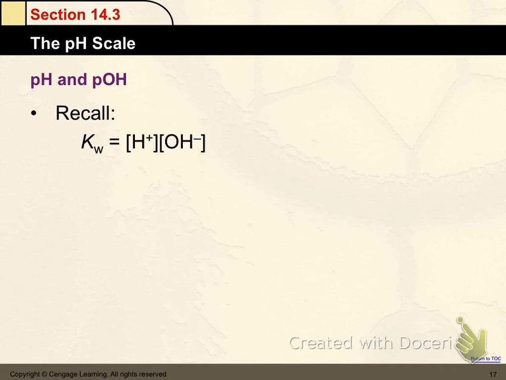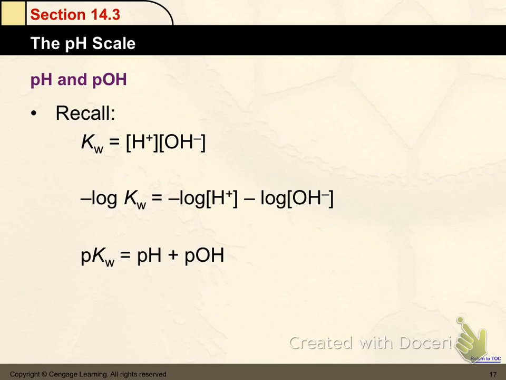All right. Now, pH isn't the only acidity scale that there is out there. We have another one too. It's called pOH. Just as pH stands for power of hydrogen, pOH stands for power of hydroxide. And when we're working with basic solutions, sometimes the power of hydroxide is more convenient to work with. So again, let's recall that Kw, the dissociation constant for water, equals H plus times OH minus. If we negative log everything, we get the negative log of Kw equals negative log of H plus minus log of OH minus.